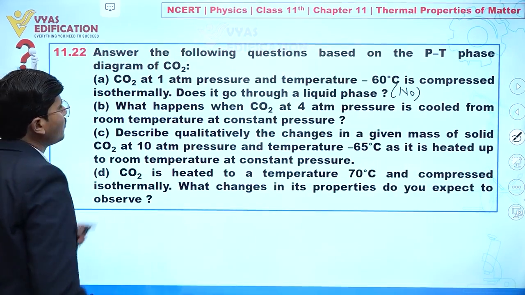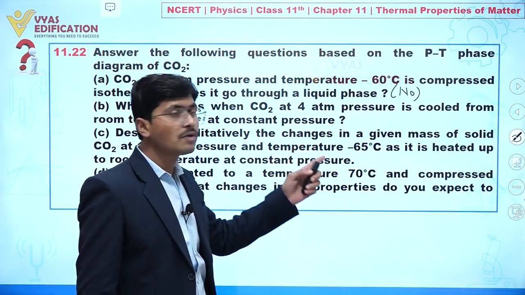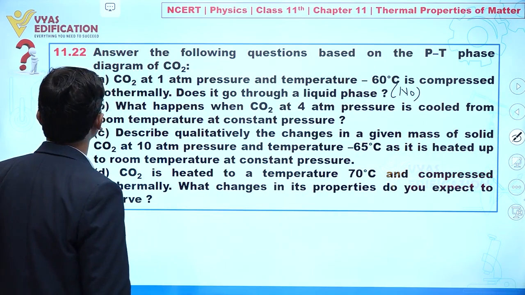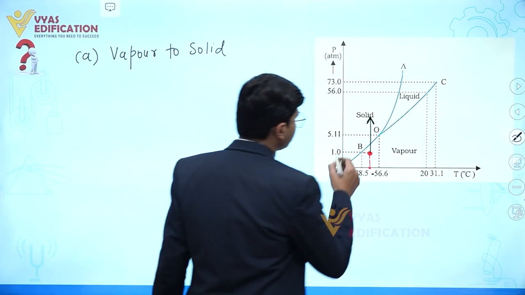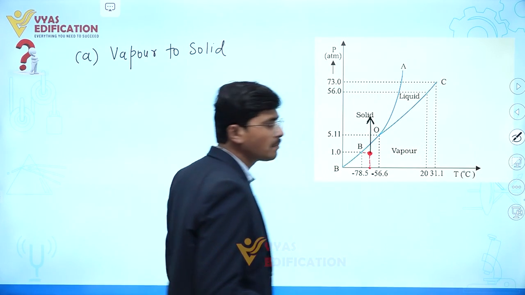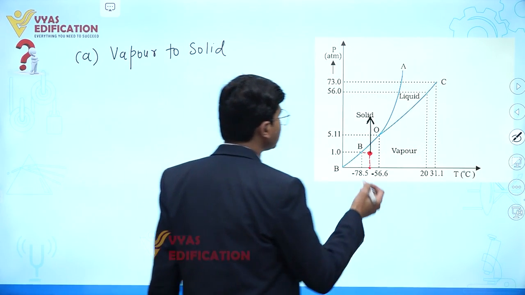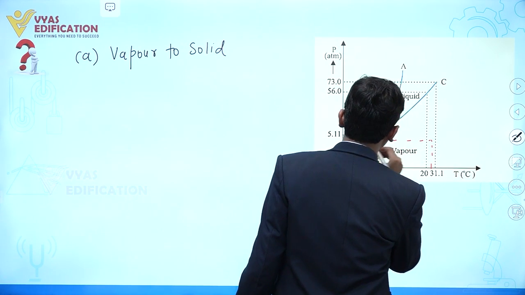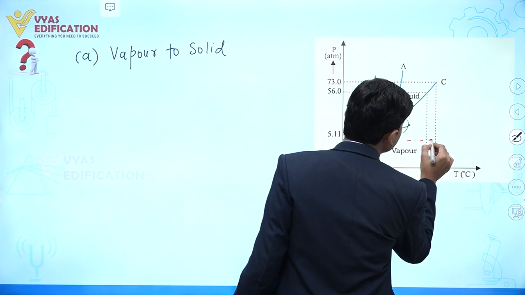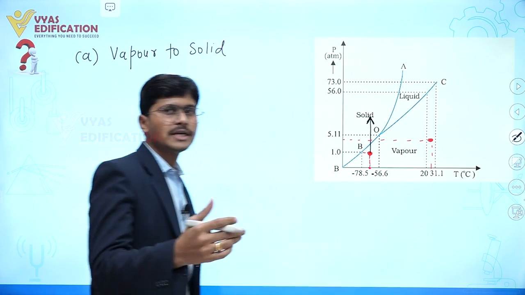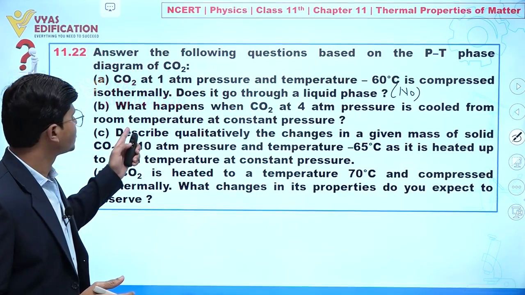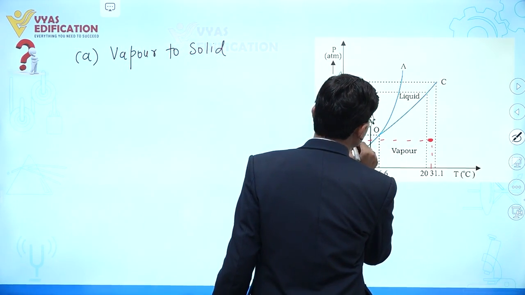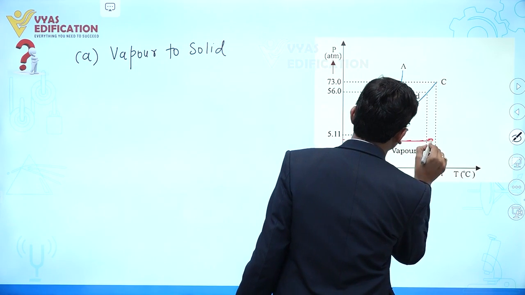Next part is given to you. What happens when CO2 at 4 atmospheric pressure is cooled from room temperature at constant pressure? So what about 4 atmospheric pressure? It is near about this one, and room temperature means near about 27 degrees Celsius. So this line is almost this one, and from here this is my intersecting point. Now I am decreasing temperature at constant pressure, which means now I am going in this direction, clear.